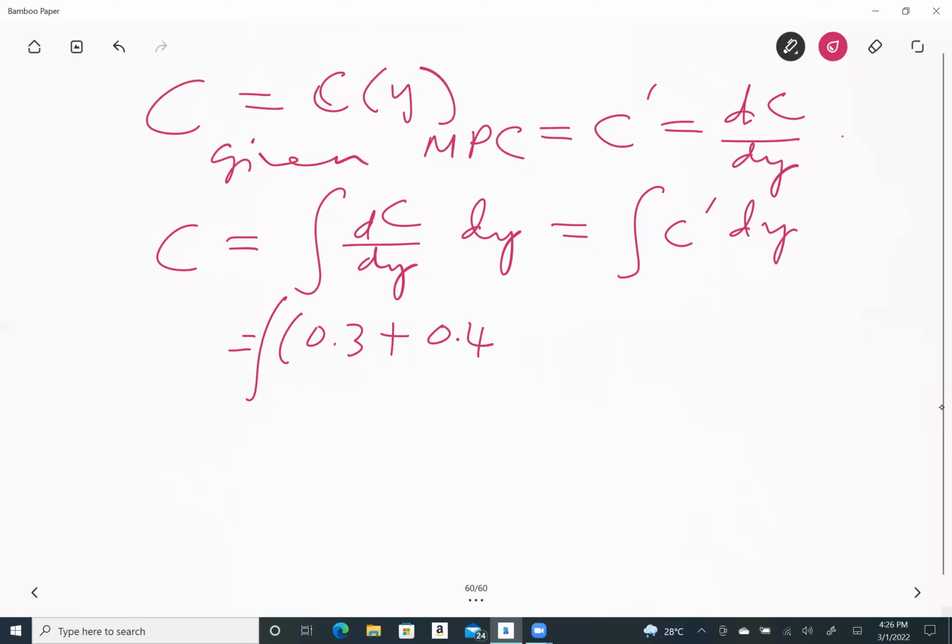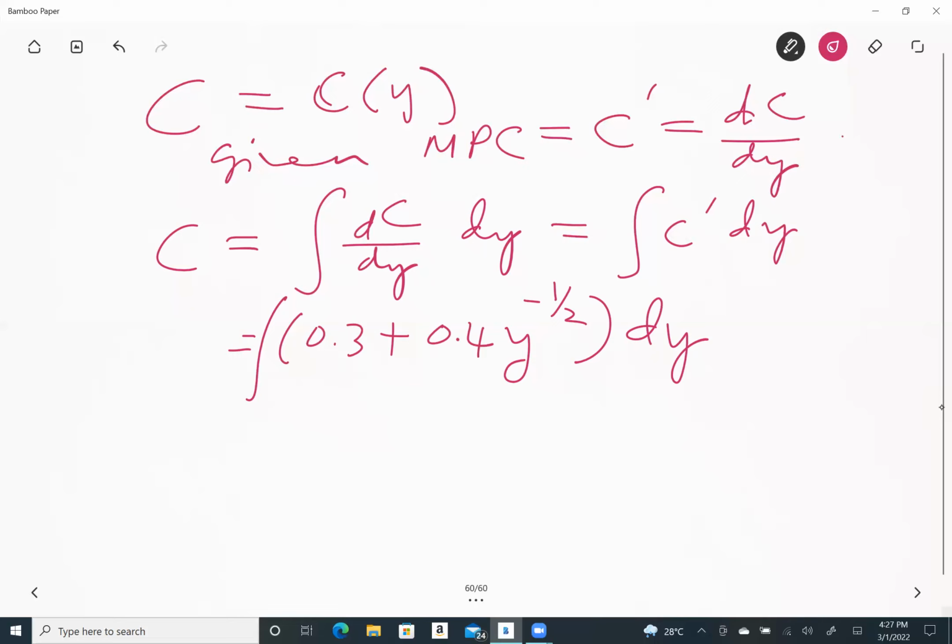0.4 divided by square root of y. Square root of y is y to the power of half. You bring that up, so y to the power of negative half, everything dy. All right, so that is our function. So again, you integrate that, you will get the consumption function, and then you find k.